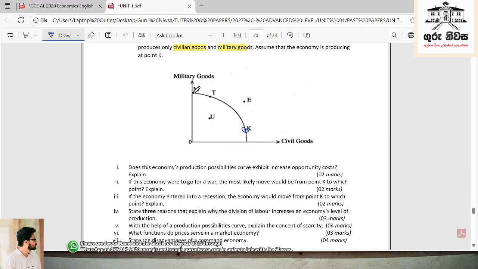PPC shows the increase in opportunity cost. No need to explain much, kids. You can say this PPC curve is concave to origin. So this PPC curve shows increase. That's enough. 2 marks need to be given, kids. Okay, it's a perfect answer. Right, make your own answer, kids.